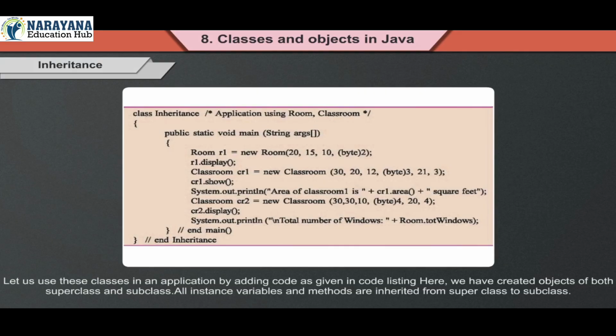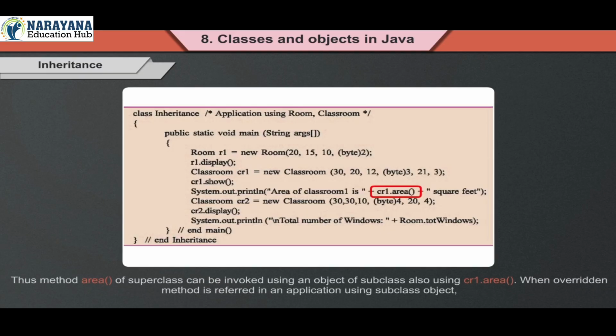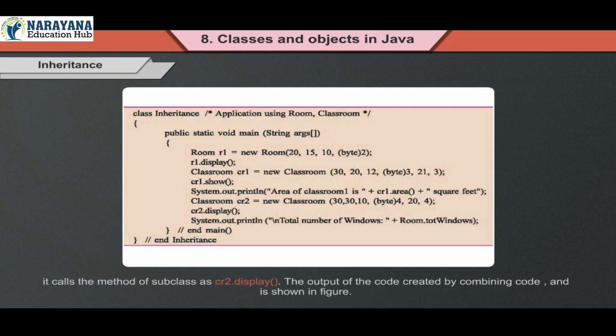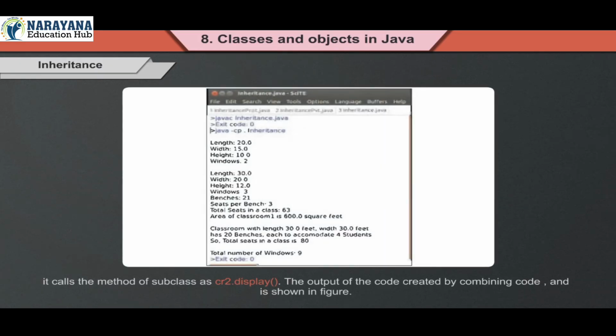Here, we have created objects of both superclass and subclass. All instance variables and methods are inherited from the superclass to the subclass. Thus, the method area of the superclass can be invoked using an object of the subclass also, using cr1.area. When an overridden method is referred to in an application using a subclass object, it calls the method of the subclass, as in cr2.display. The output of the code created by combining the code is shown in the figure.